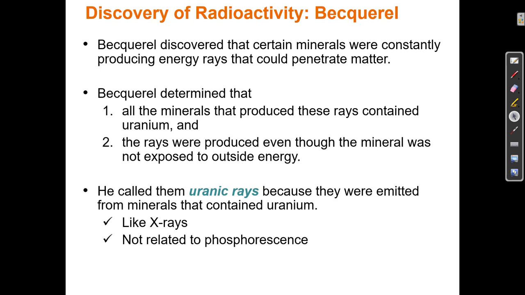Like maybe you've seen those star stickers that you put in your room, and anything that glows in the dark is actually phosphorescent. And so he determined this was not related to phosphorescence because these were not receiving any outside energy. Phosphorescence requires outside energy to charge it up first, and then when the energy is removed, it can release that energy. So these were different than that.